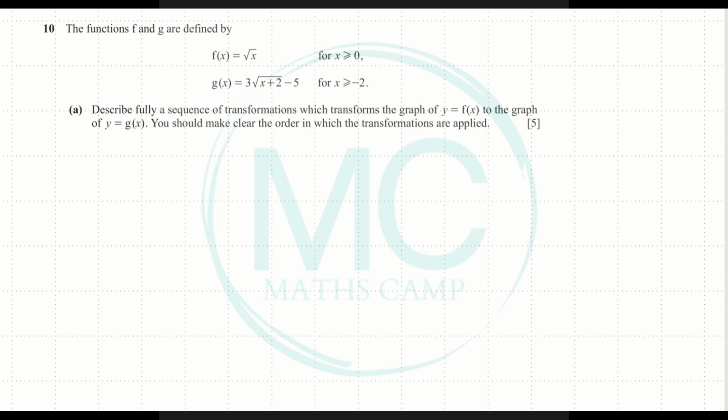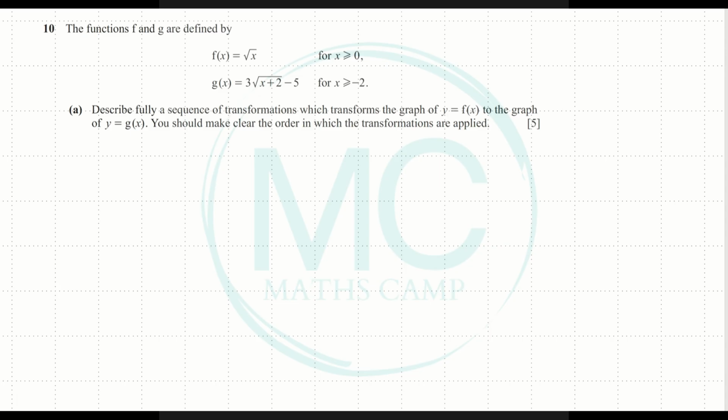The order of transformations. First, we always look at horizontal stretch parallel to the x-axis, then vertical stretch parallel to the y-axis, and then translation. That's movement either up or down or left and right.